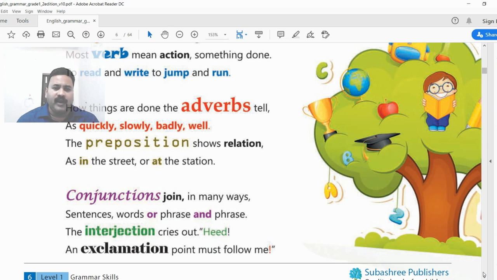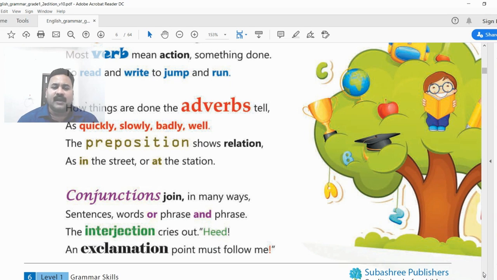Conjunctions join in many ways: sentences, words, or phrase and phrase. So a conjunction is a joining word which joins. What are the words that we use to join? And, also, but. These are the conjunctions.